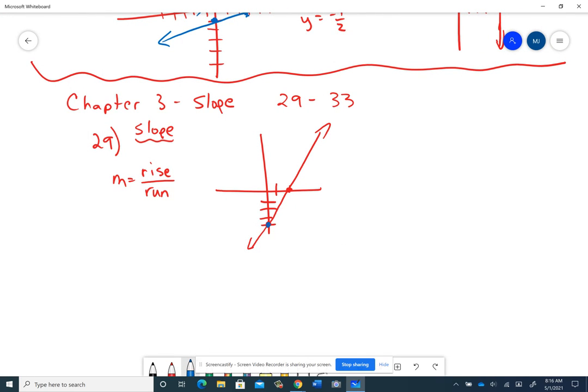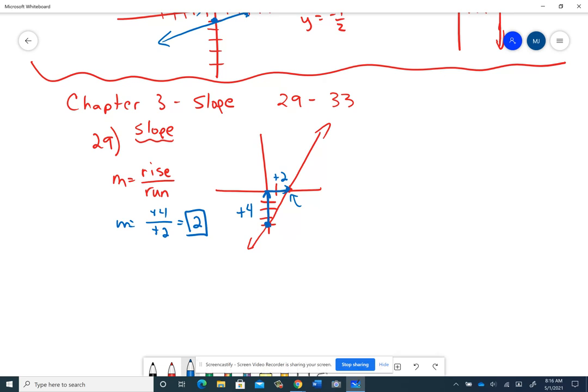Let's say I pick this as my starting point. Then just describe how to get to the other point from there. You'd have to go up 1, 2, 3, 4 units. So that's positive 4 because you went up 4. And then you have to go to the right 2 units. So the rise is positive 4 and the run is positive 2, and that turns out to be 2 when you simplify. So the slope of that line is 2.